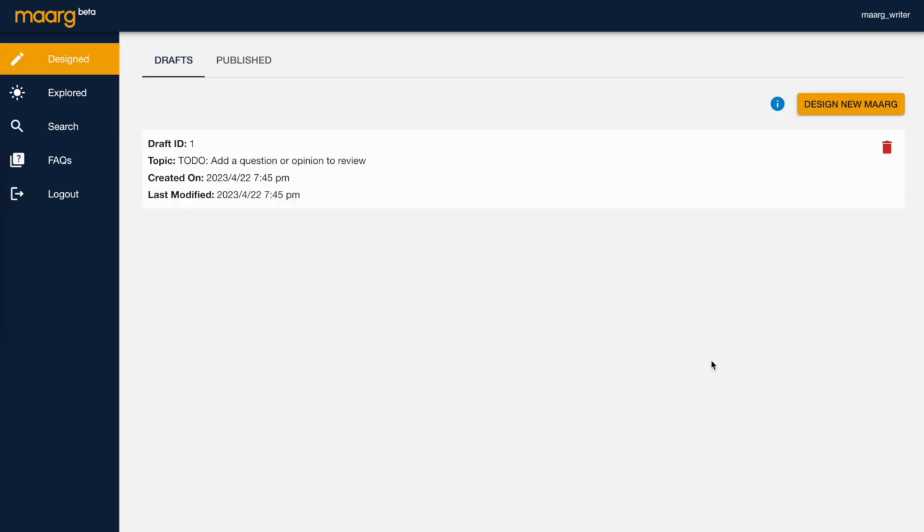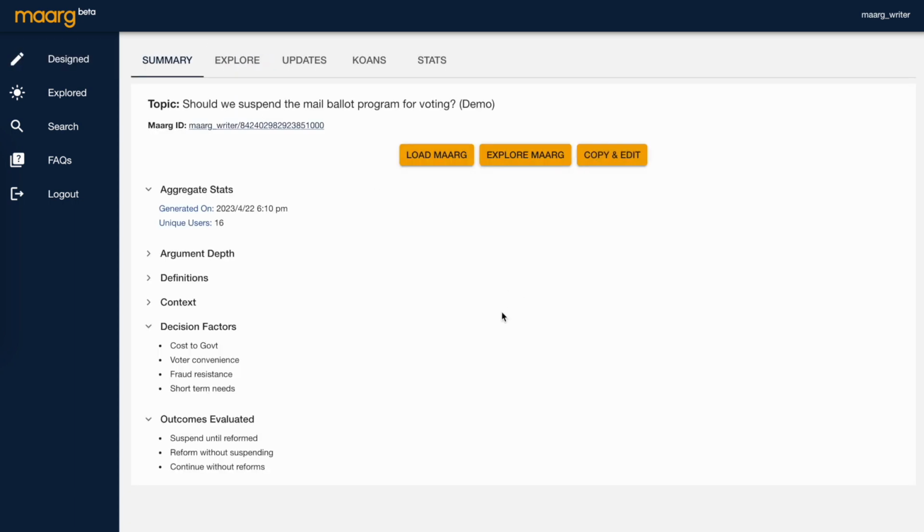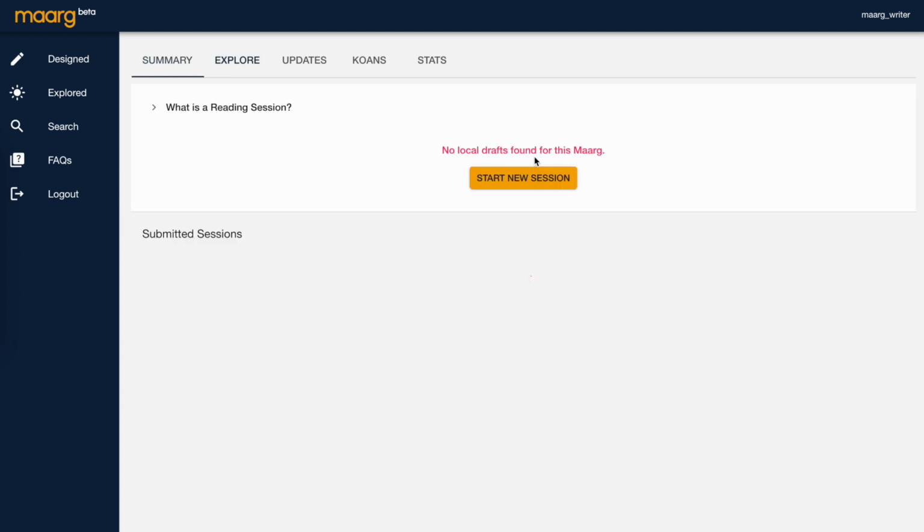So we reviewed how to explore a mark from a reader's perspective. Now let us switch to the author's perspective. You can find all your unpublished drafts and published marks over here. On the Publish tab, you can click on the item to load the mark. So we can now either load this mark or explore this as a session.